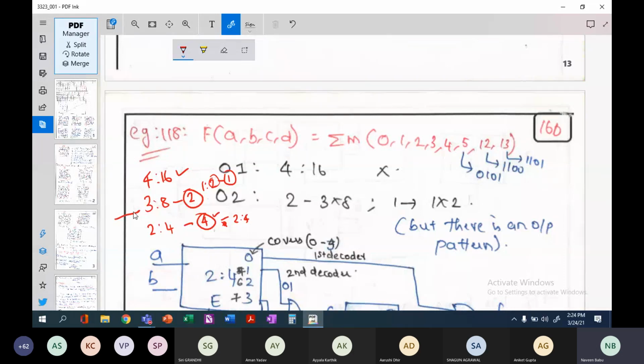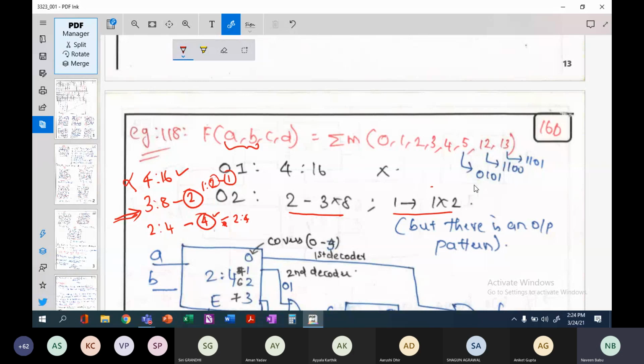Now let me take the second option. This also you can take, but we are definitely not going to do this. We are going to use the second one, which means we are going to take 2 3 cross 8 decoders and one 1 cross 2 decoder. Now let us look at the outputs. So how am I going to classify my outputs? A and B, the first two, will be used for my 1 cross 2 decoder, right?